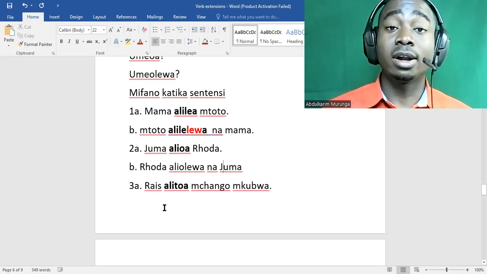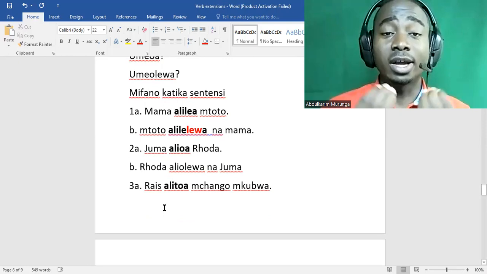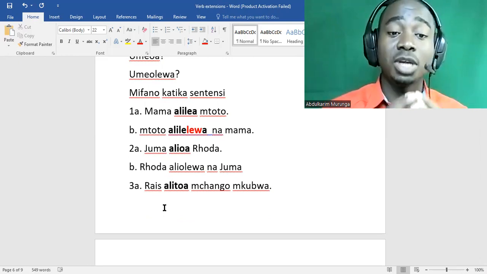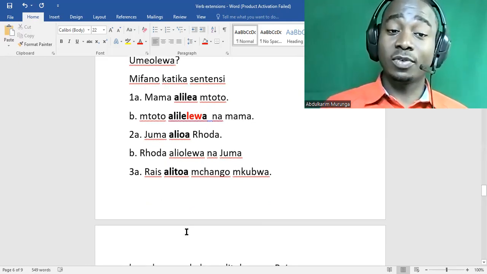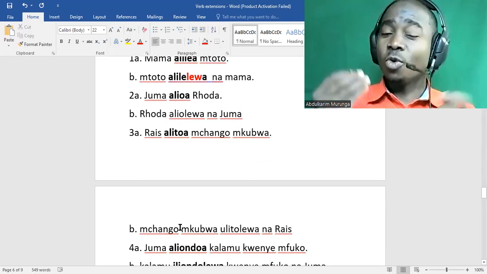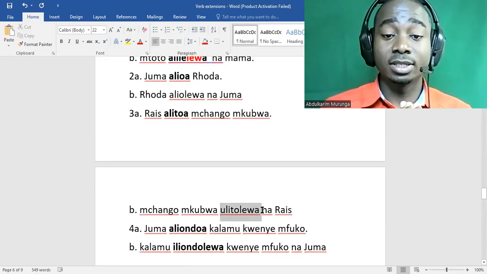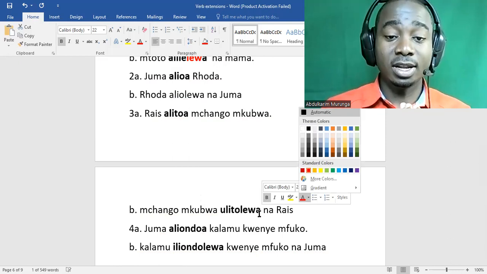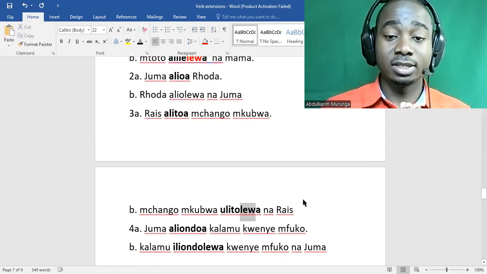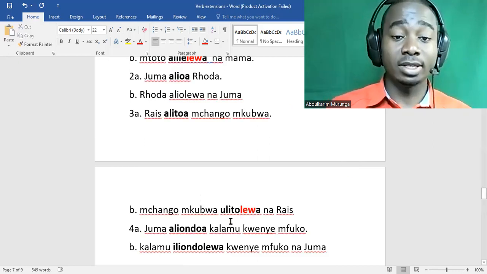Third example. Rais alitoa mchango mkubwa. Rais alitoa mchango mkubwa. We want to make it passive. We say mchango mkubwa ulitolewa na rais. Sawa? Mchango mkubwa ulitolewa na nani? Na rais. Okay. Mchango mkubwa ulitolewa na rais.